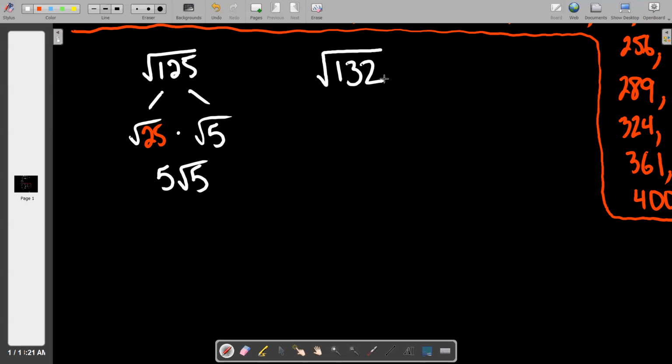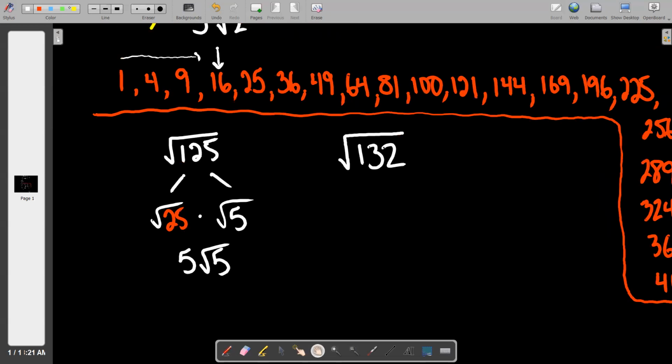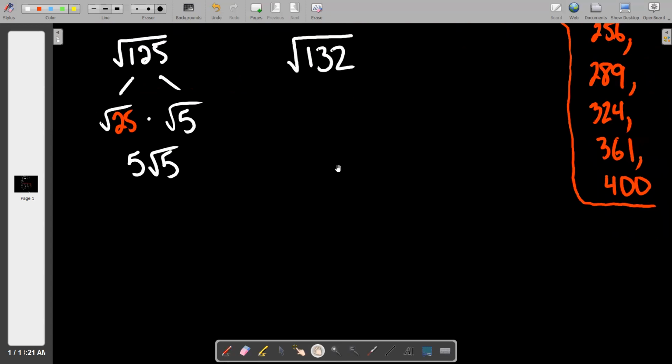You should only be dividing by numbers on the red list, by the way. Right. Who's the first number on the red list? And don't say 1, because remember, one doesn't count. Let me cross that off. First number on the red list is 4. So I feel like 4's got a fighting chance, right? What does 4 go into 132?